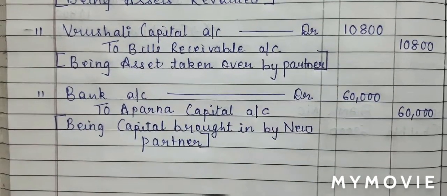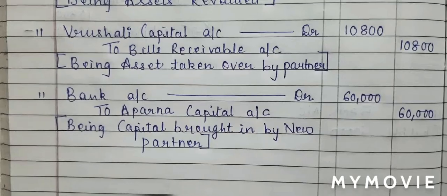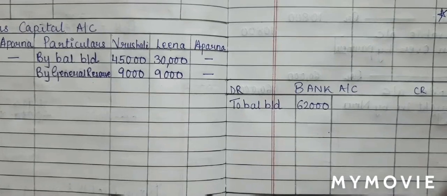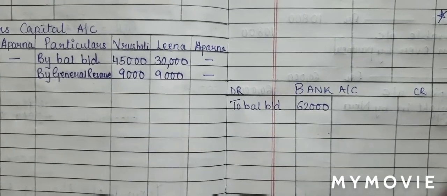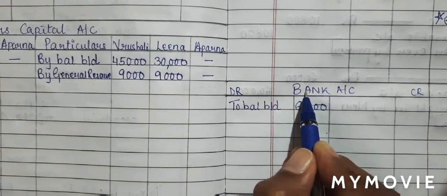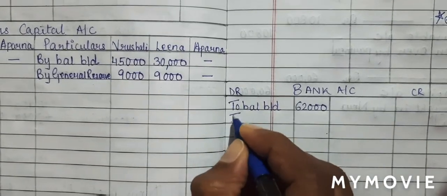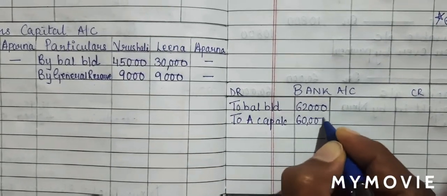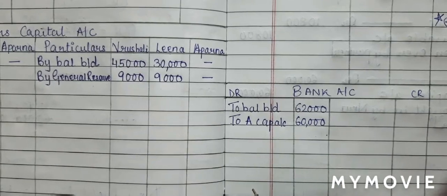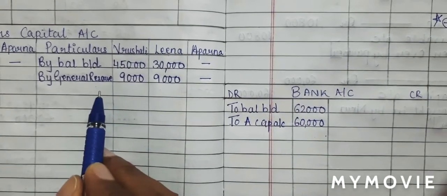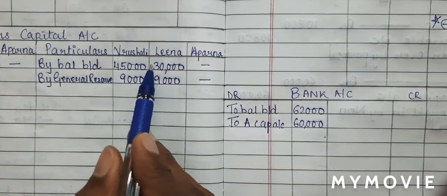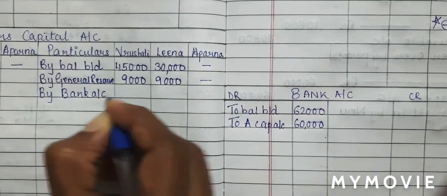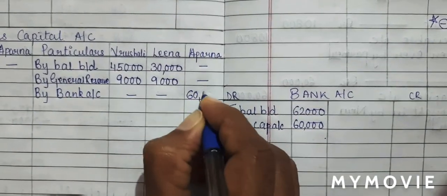Now students, keeping the journal in our mind, let us do the ledger posting. Our journal entry is bank account debit to Aparna capital account. So let's do the ledger for it. Bank account debit, we write the opposite name, to Aparna capital account, 60,000 rupees. Now do I have Aparna capital? Yes, so Aparna capital is credit. So on the capital account credit side, I'll write the opposite name by bank account, and in Aparna's column, I'll write 60,000.